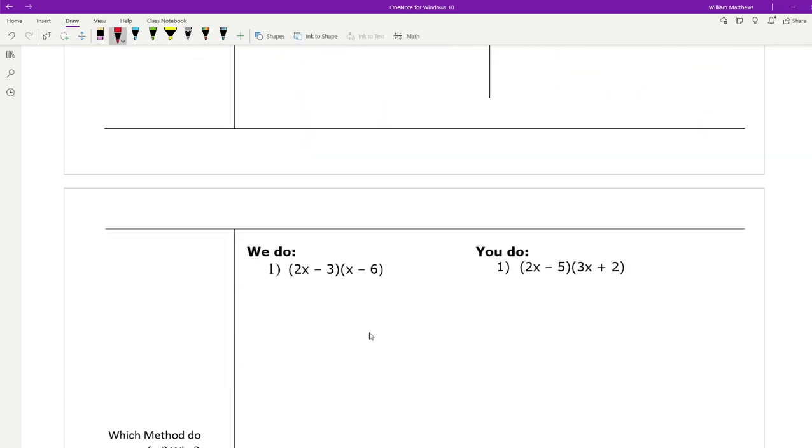So let's go through some examples. In our first expression, what we are going to distribute first is the 2x. I would take the 2x and multiply it to x, which would give me 2x squared. And then to finish it off, we multiply the 2x to the negative 6. This gives us a negative 12x.